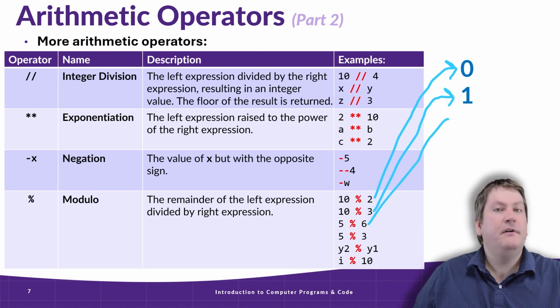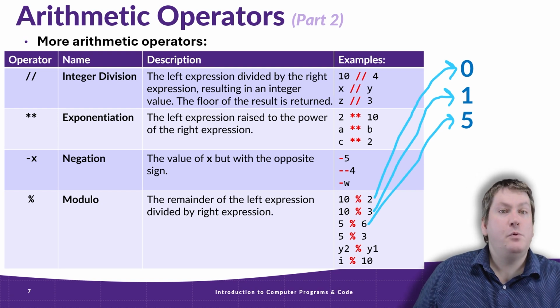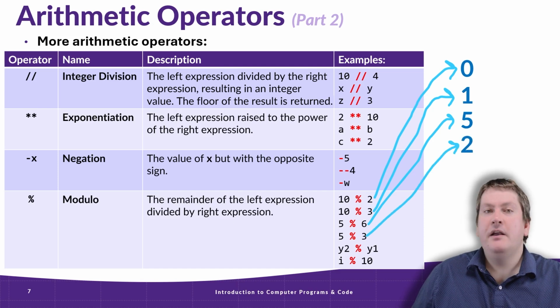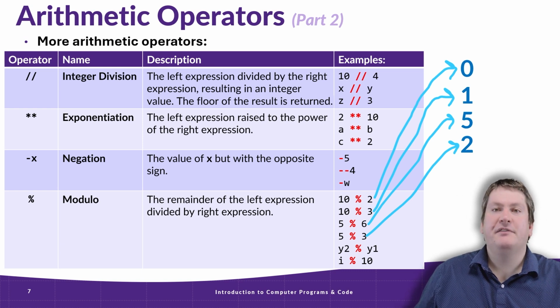In the next example, 5 is divided by 6, which would be a result of 0 with 5 left over. So the remainder is 5, and that's what's returned. In the last example, 5 is divided by 3. This results in a value of 1 with a remainder of 2. So again, the result here would be the remainder, which is 2.